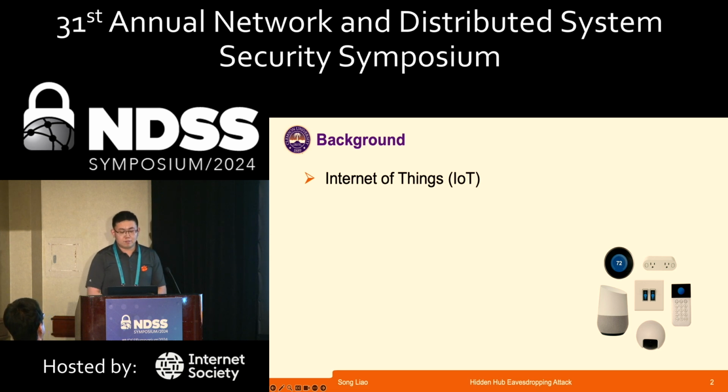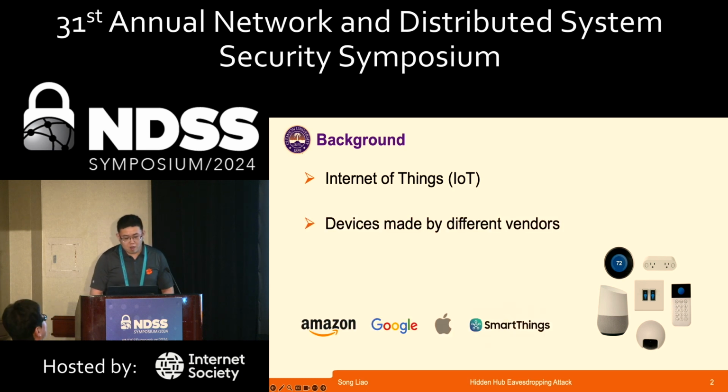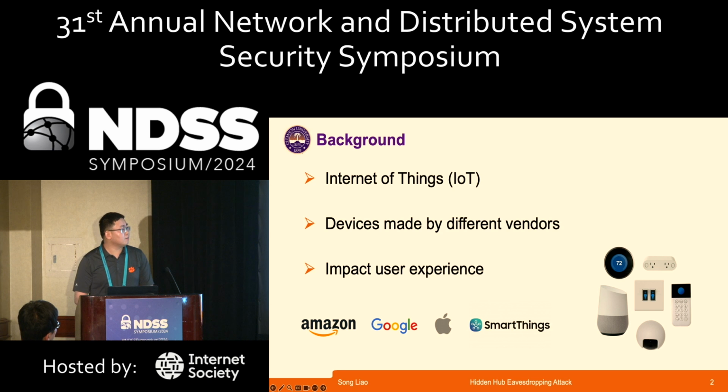The emerging Internet of Things technologies allow users to seamlessly control and interact with their smart home devices. In 2023, there are already over 16 billion IoT devices around the world. Using their mobile apps or other platforms, users can easily control their devices, such as locks, cameras, or lights. However, IoT devices made by different vendors typically only work in their own ecosystems, compelling users to use their official apps. Such a setting greatly impacts the users' experience.